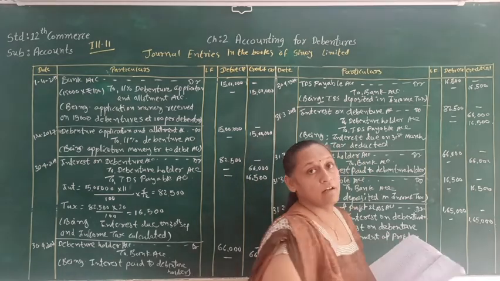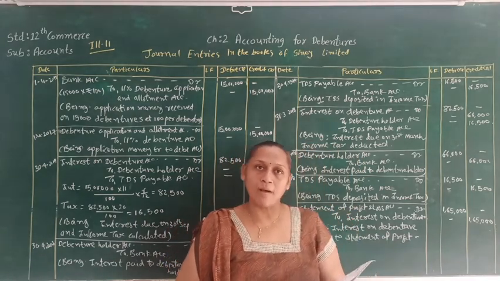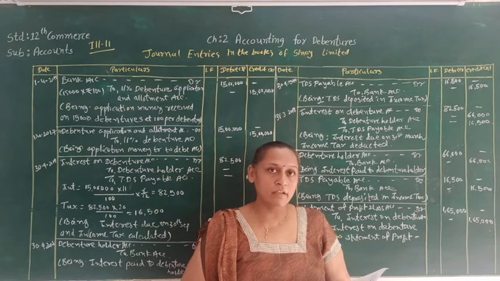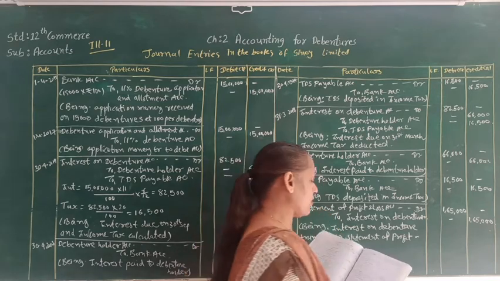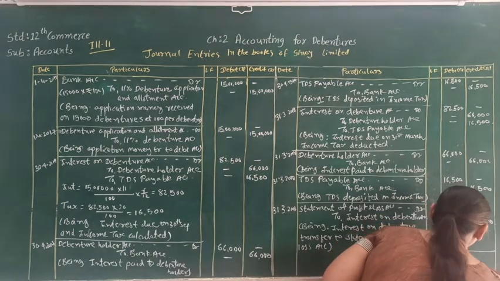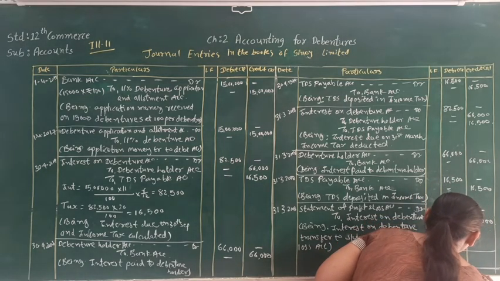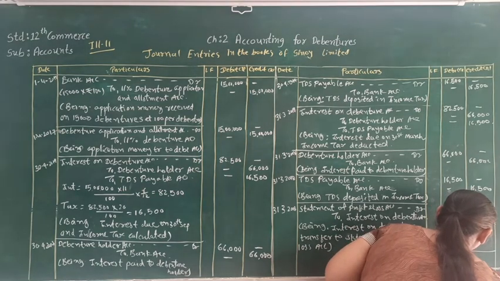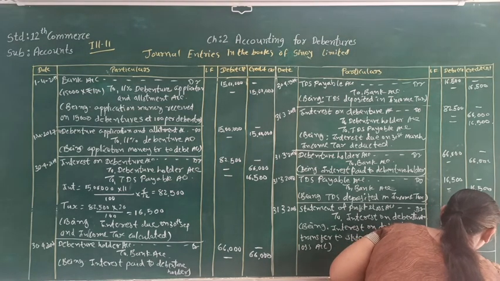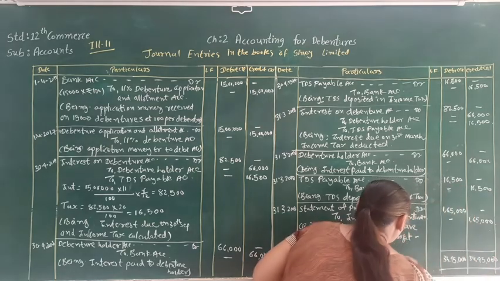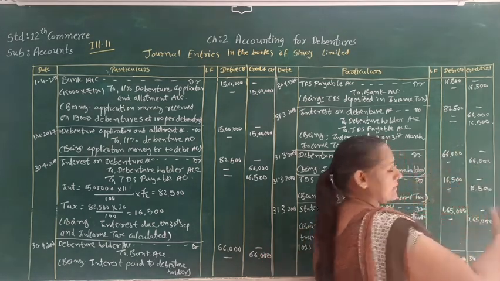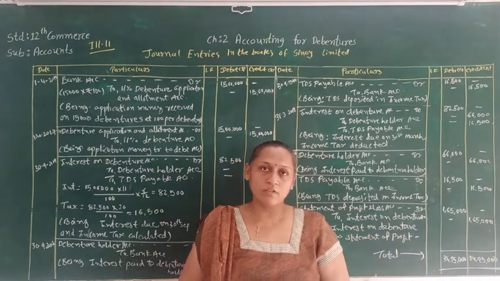So this is how we are supposed to pass the journal entries at the time of paying interest on debenture. Let's make the total of this. The total is 34,95,000. So students, you may note this down in your notebook.